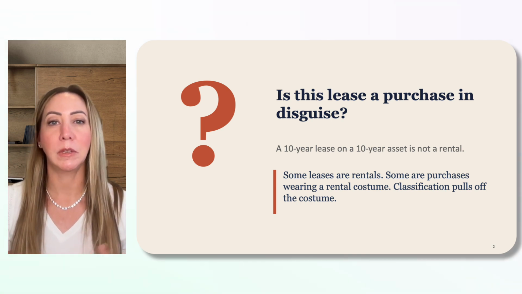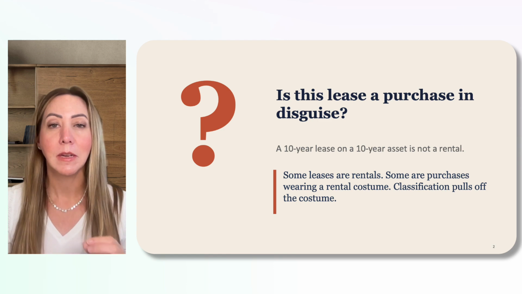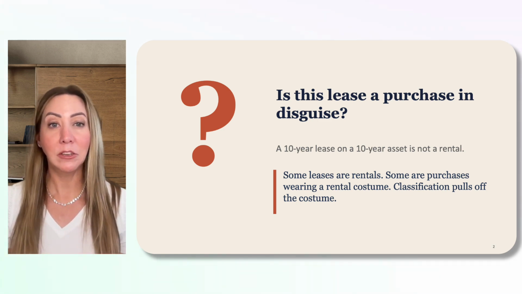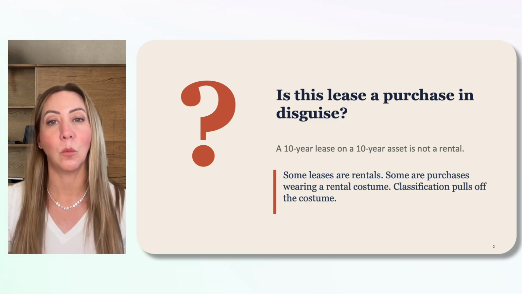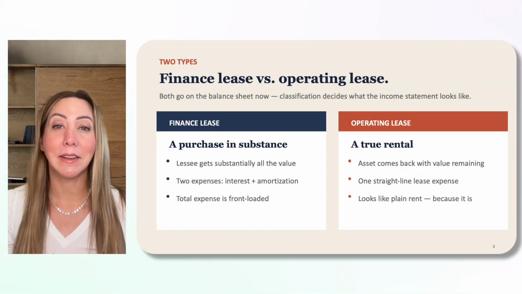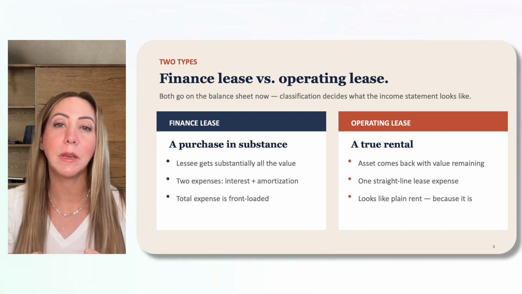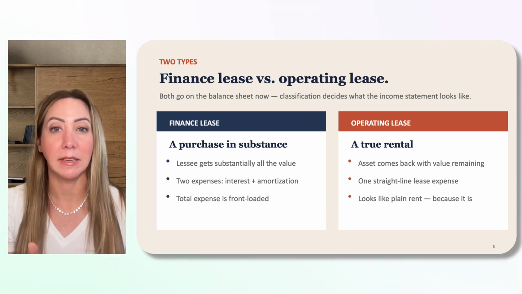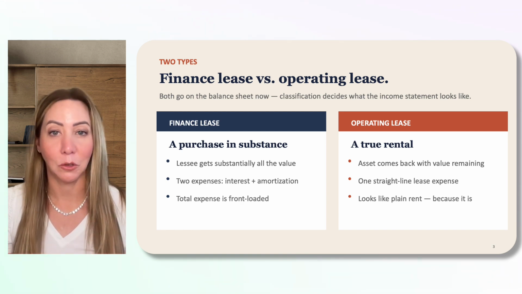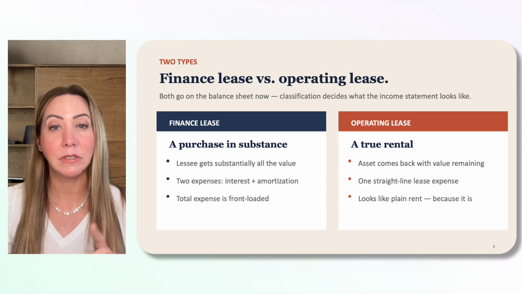Some leases are truly rentals. You lease a delivery van for 3 years and then turn it in to get something bigger. But some leases are purchases wearing a rental costume. The classification criteria are just a systematic way of pulling off that costume. A finance lease is a lease that is economically a purchase. The lessee gets substantially all of the value of the asset, so we account for it like a purchase financed with debt.